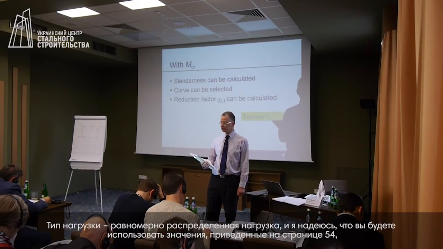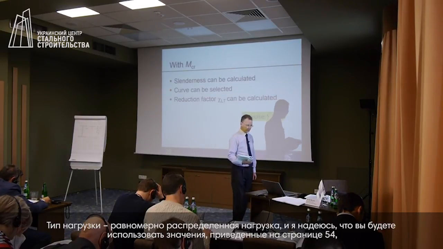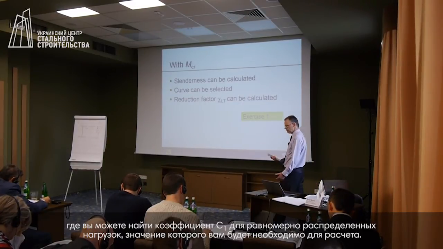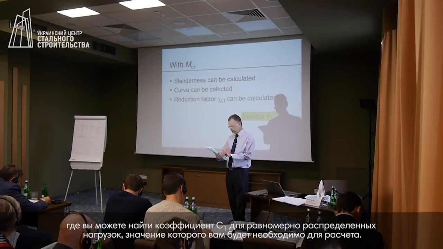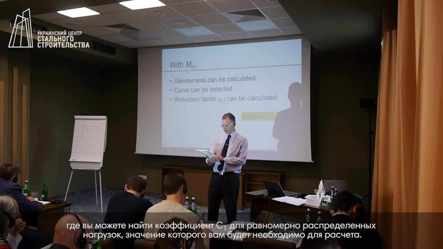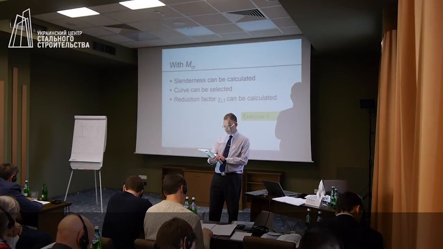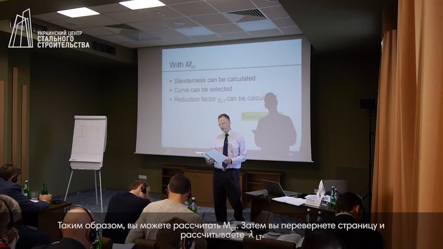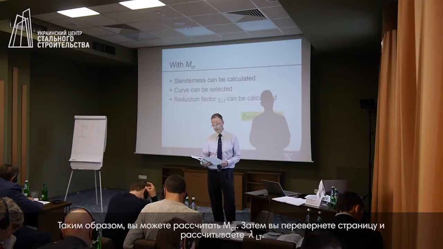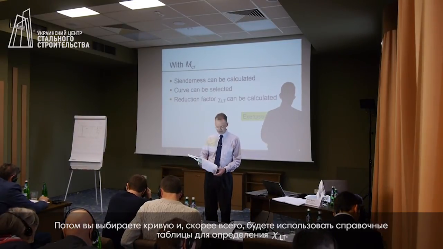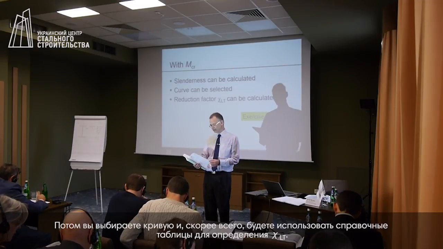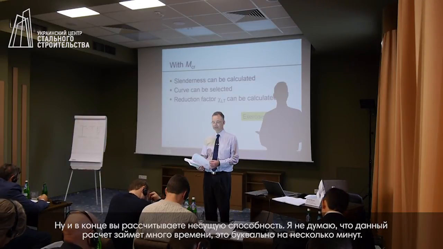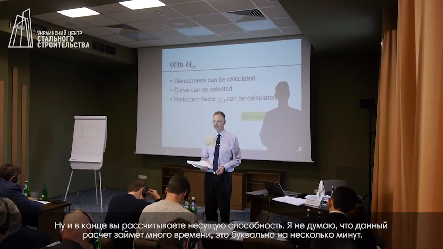The load is a uniformly distributed load, so I hope that you will use the values on page 54 to remind you that for a uniformly distributed load, there is a certain value of C1. You will need that for the calculation. So you calculate Mcrit. You turn over the page, I hope, and then you will calculate lambda bar LT. You will choose a curve and then perhaps you will use the lookup table to determine chi-LT. And then you'll calculate the resistance. So I guess it's only going to take a few minutes.